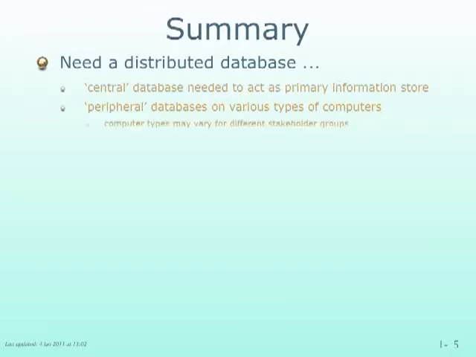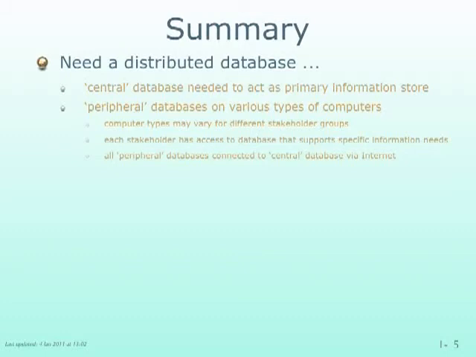The types of computer chosen for different stakeholder groups will depend on their needs. And each stakeholder will have access to a peripheral database that only contains data that is relevant to that individual stakeholder. All peripheral databases will be connected to the central database via the Internet, and all data flows between peripheral databases will occur via the central database.